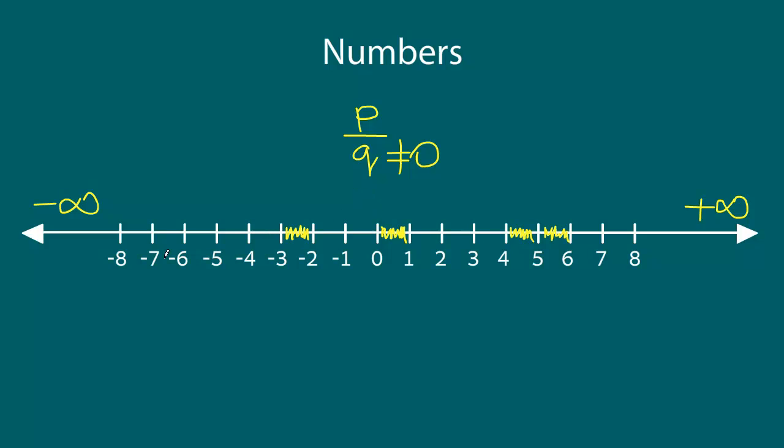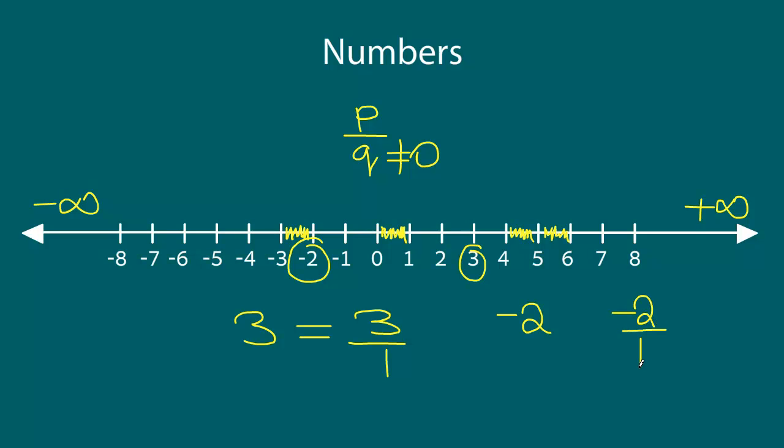Now, if we look at these integers, let's take a look at the integer 3, for example. Can I write the integer 3 as 3 by 1? Are they equal or they are not equal? Well, of course they are equal, because if you divide 3 by 1, you get 3. Okay, let's see, what about minus 2? Can we write the number minus 2 as minus 2 over 1? Of course, we can write minus 2 as minus 2 by 1.